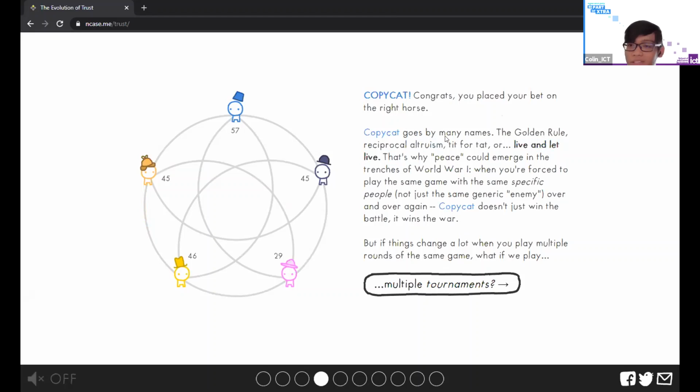World War One, because you copy what they do. When you're forced to play the same game with the same specific people, just like copycat, not just the same generic enemy over and over again, copycat doesn't just win the battle, it wins the war. That's why it's dominant amongst the others. It doesn't let the cheater exploit it and is able to cooperate with the always cooperate, as well as the other two characters. So copycat stands to win more.